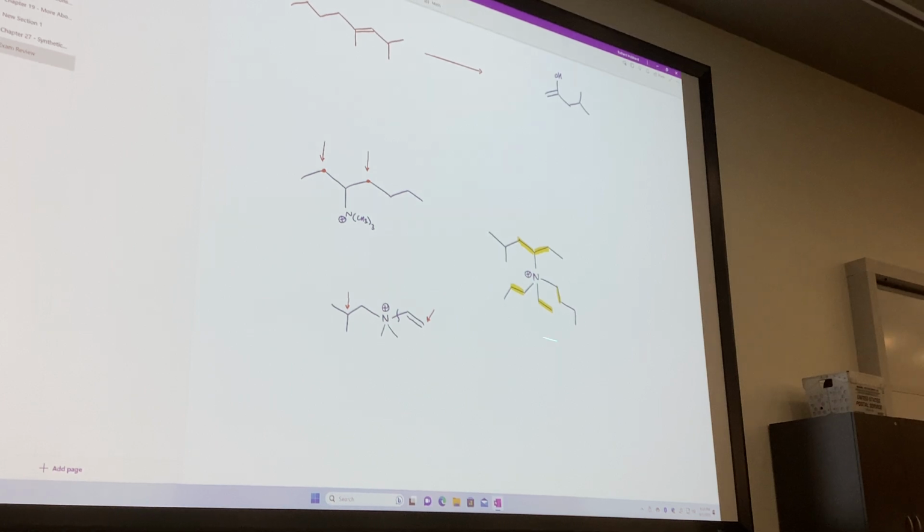We can look at this kind of similarly to our alpha cleavage in our amines when we were looking at mass spec, right? How complex the amines can get.